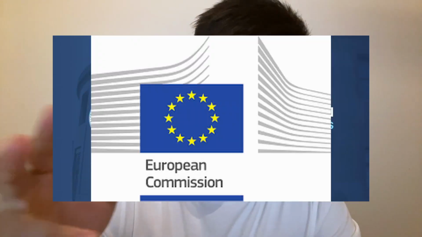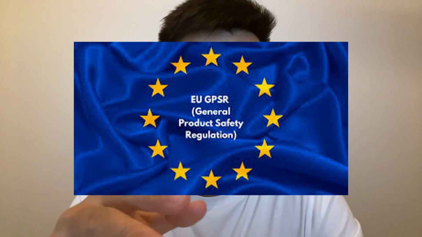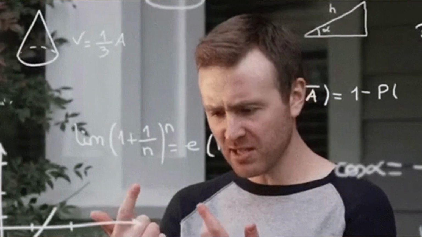Now let's briefly talk about pre-order compliance and regulations. So the pre-order regulations and customer rights used to be mostly the same between US, Europe, and Australia. The key differences were mostly around return policies and what's required for customer communications. With the introduction of GPSR in Europe though, selling there has become so much more complicated and expensive.